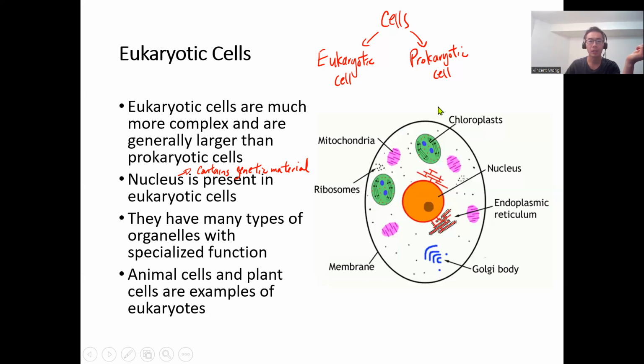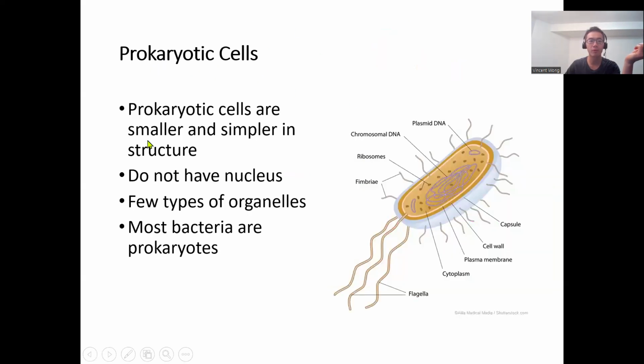On the other hand, prokaryotic cells are smaller, simpler. They do not have a nucleus. The DNA just kind of hangs around in the middle. There's no structure to contain them. They don't have a lot of organelles, just a few of them. And most bacteria are prokaryotic cells.